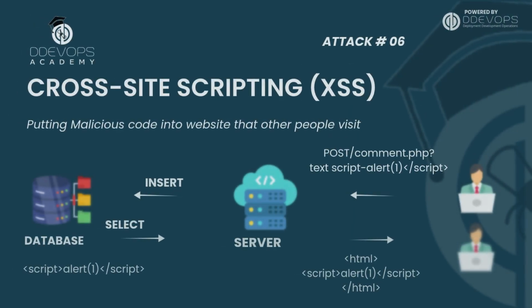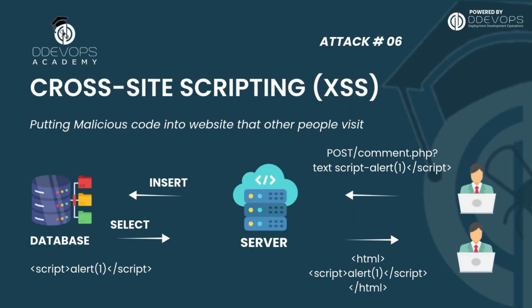Cross-site scripting, or XSS, is a web security vulnerability where attackers inject malicious code into a website that other people visit. This happens when user inputs, like comments, are not properly validated and get stored in the database. When the server sends this data back, the malicious script is executed in the victim's browser. As a result, attackers can steal sensitive information, hijack sessions, or manipulate website behavior. Protecting against XSS requires input validation, output encoding, and secure coding practices.